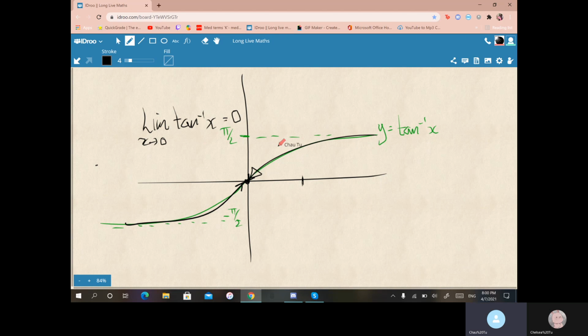Okay, what is the limit as x heads towards positive infinity? Let me erase the graph. So you've got to imagine you're walking along the graph. Pi over 2. Yeah. So as you walk all the way to the right, you're heading towards a height of pi over 2. So the limit is pi over 2. And what's the limit as x heads towards negative infinity? Negative pi over 2.